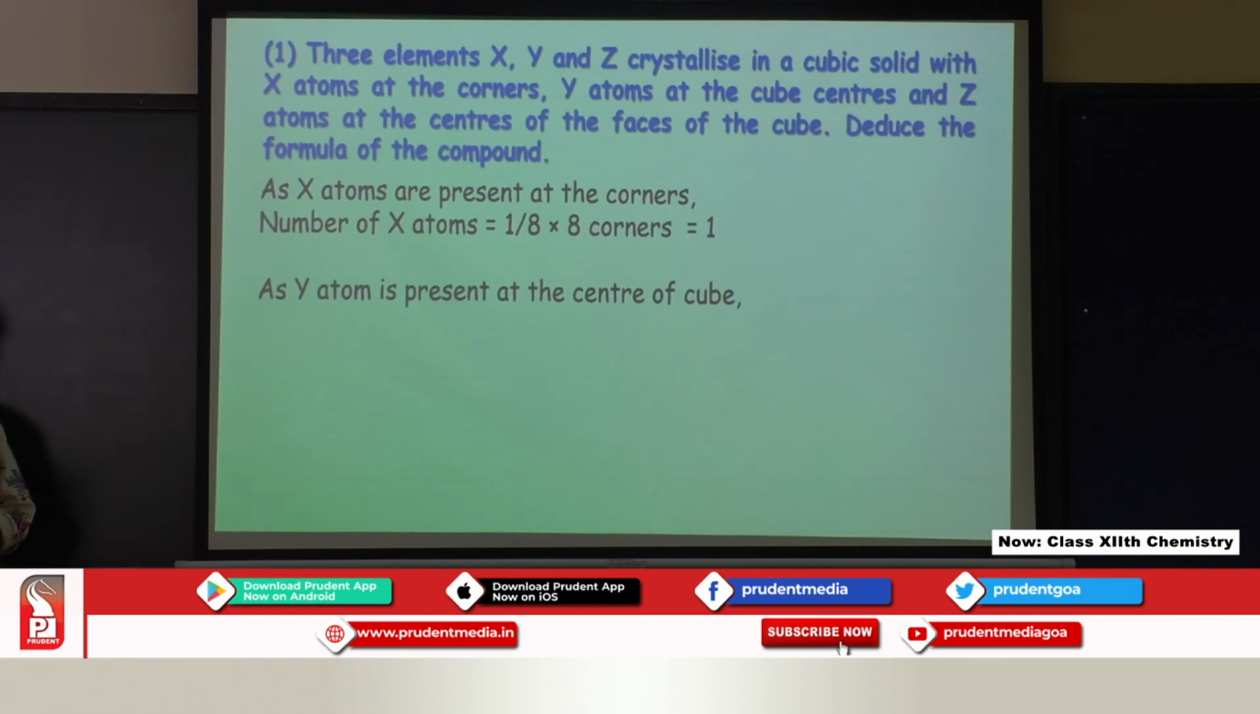As it is given that Y atom is present at the center of the cube, it belongs to that particular unit cell only and is not shared with any other neighboring unit cells. Hence, the number of Y atoms is 1.